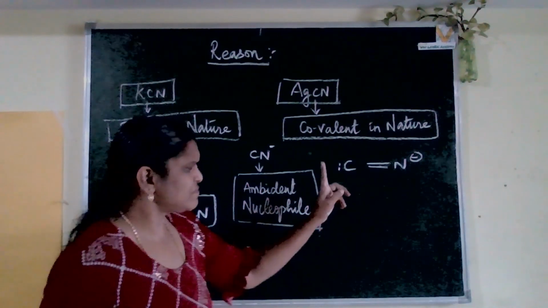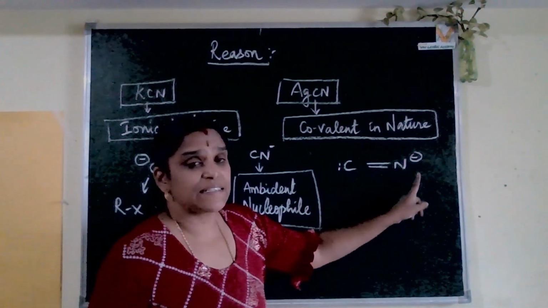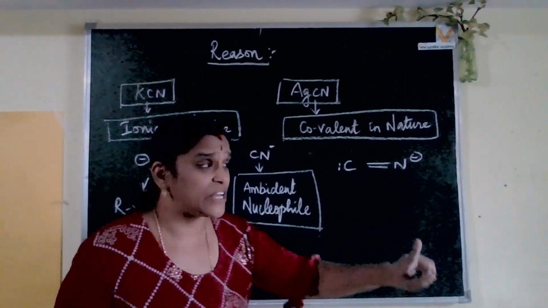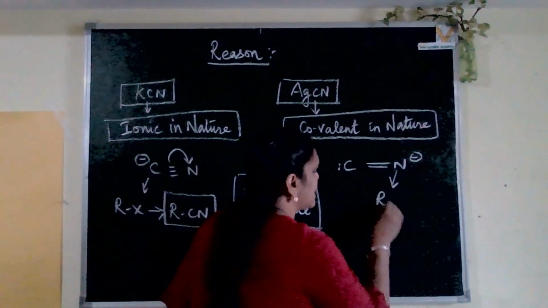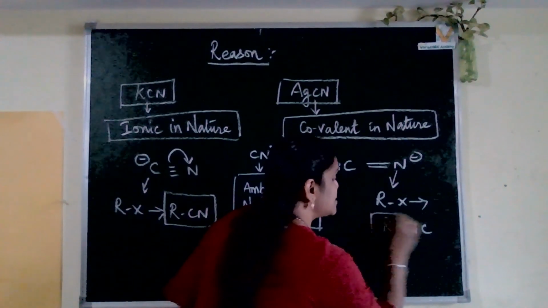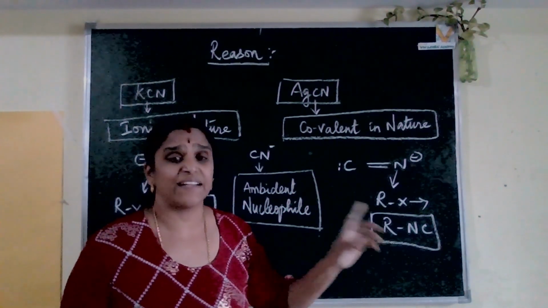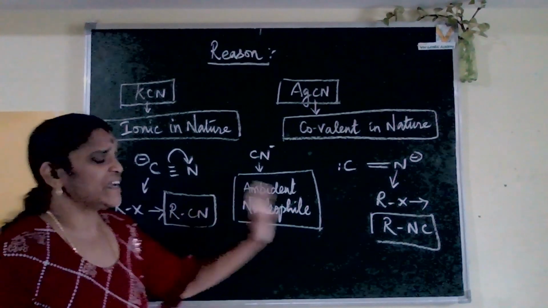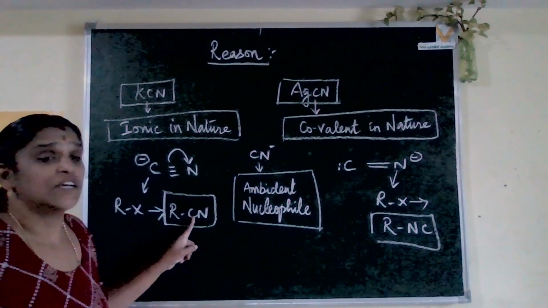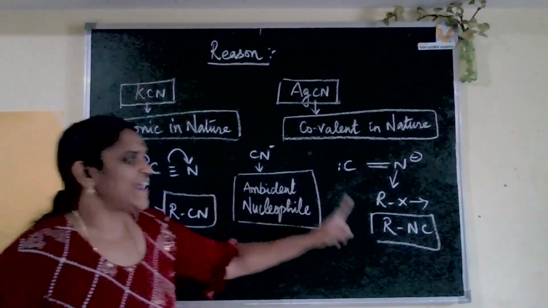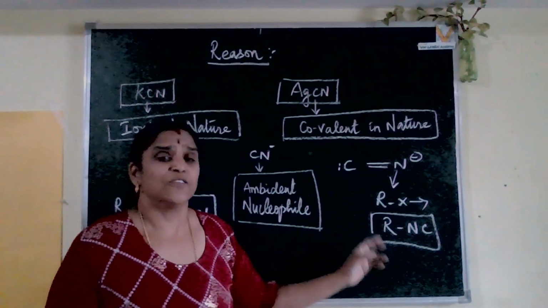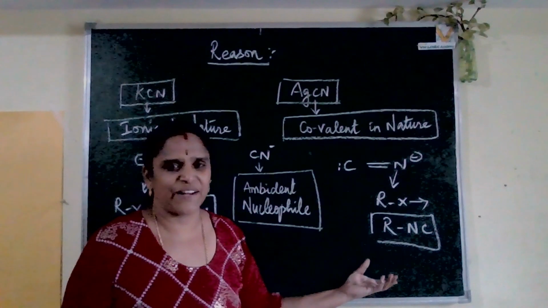Whereas here, nitrogen acts as the nucleophile. Why? Because nitrogen has a lone pair of electrons that acts as a nucleophile, and it will attack the alkyl halide. So what you will get is RNC, alkyl isocyanide. That is the reason you are getting different products. In one, carbon acts as the nucleophile and is dominating. Whereas here, nitrogen is attacking, so nitrogen is dominating. So who is dominating determines the product you receive.